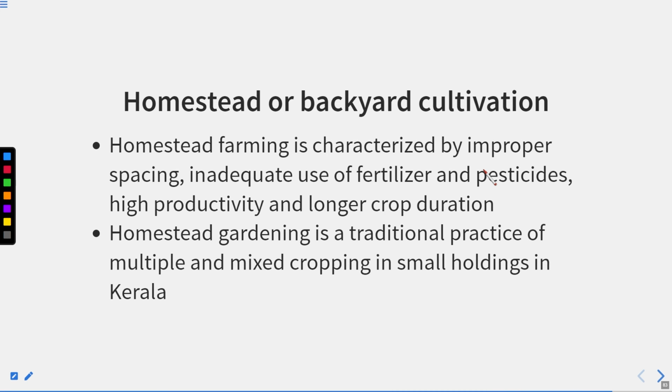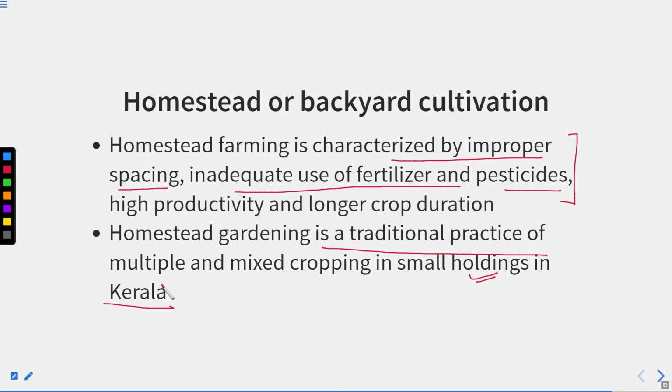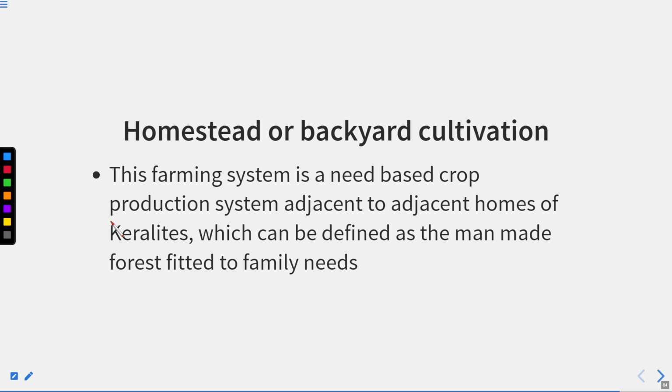Homestead or backyard cultivation. Homestead farming is characterized by improper spacing and inadequate use of fertilizer and pesticide. Generally, we do not think about all these things while cultivating this particular crop in our backyard, right? And homestead gardening is the traditional practice of multiple and mixed cropping in the small holdings of Kerala. So in Kerala, you generally see this type of gardening system. But there they do not apply a lot of fertilizer or any type of pesticides.